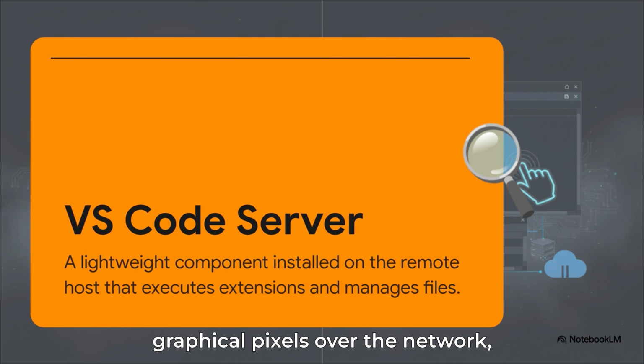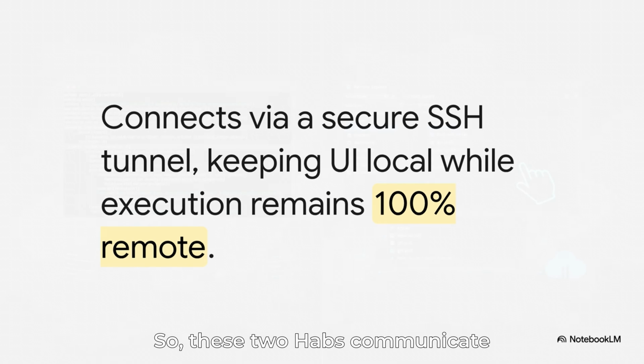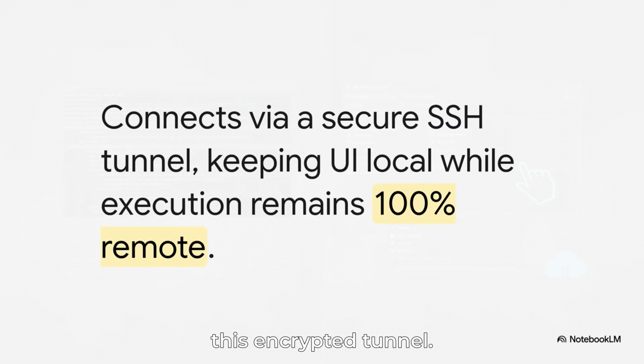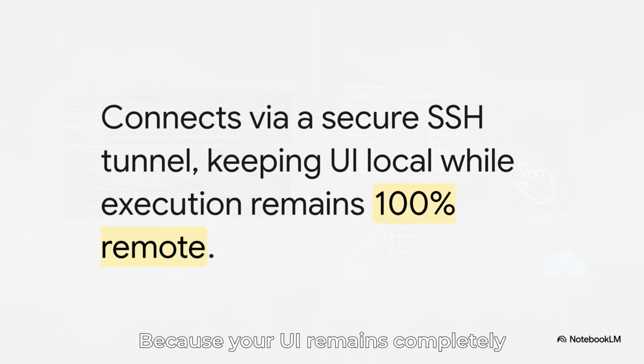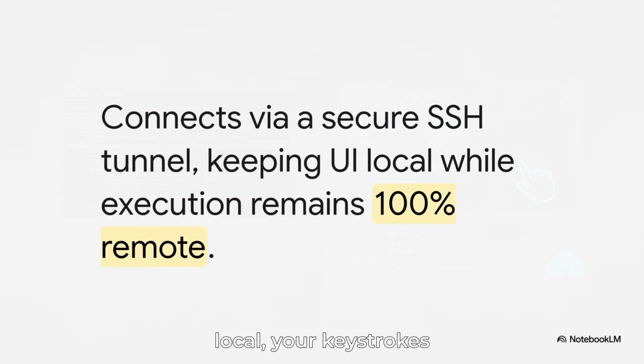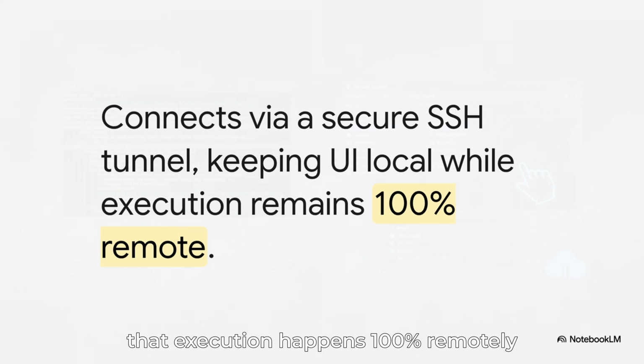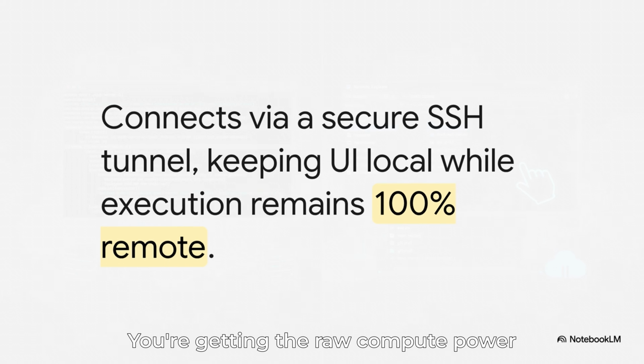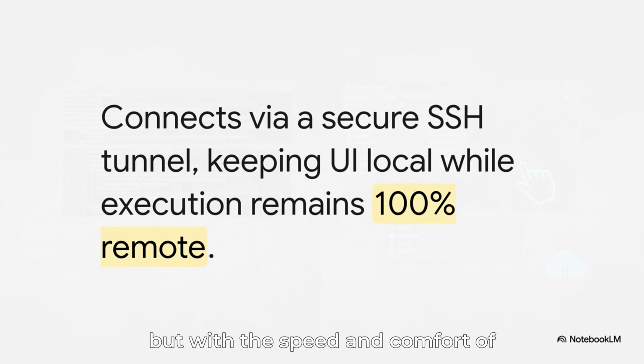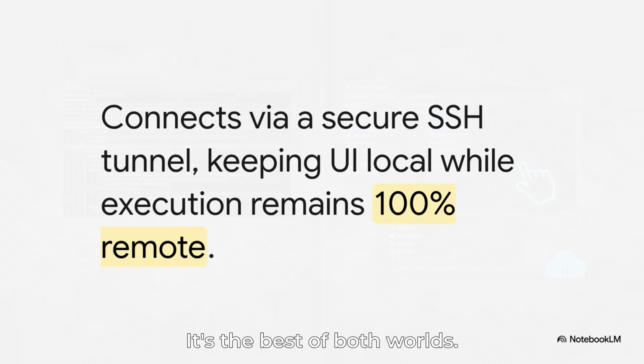You aren't transmitting bulky graphical pixels over the network, like some laggy VNC connection. You're only transmitting the absolute necessary data. So these two hubs communicate through a highly secure, authenticated SSH tunnel. All the back and forth between the remote server and your VS Code client happens right inside this encrypted tunnel. And here's the best part. Because your UI remains completely local, your keystrokes are basically instantaneous, zero input lag. But the moment you hit save or execute a command, that execution happens 100% remotely on the target machine. You're getting the raw compute power and network access of your remote server, but with the speed and comfort of your local laptop. It's the best of both worlds.